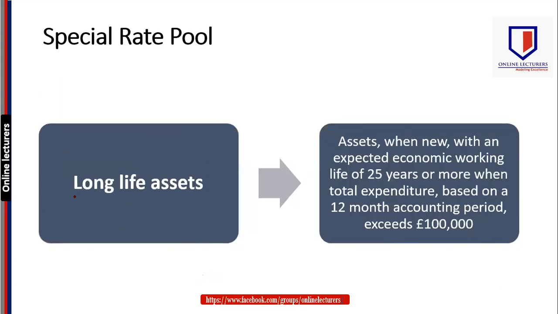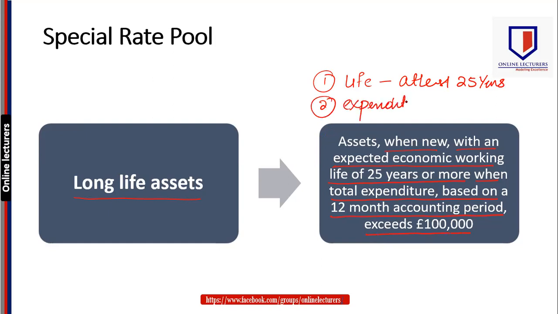Now, what is the definition of long life assets? An asset when new with an expected economic working life of 25 years or more, at least 25 years, when total expenditure based on a 12-month accounting period exceeds 100,000. It means there are two conditions. One is related to the life, and it should be at least 25 years. And the second is the expenditure, that your expenditure is above 100,000, in order to classify it as a long life asset. And that long life asset is always a part of a special pool item.